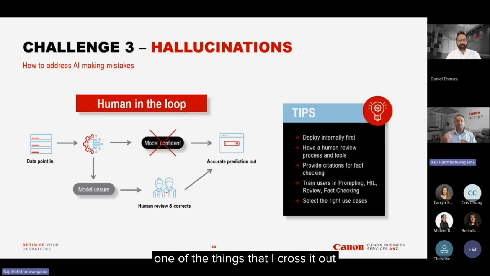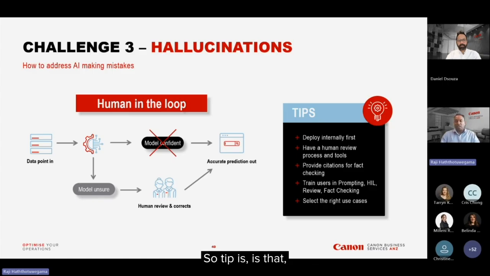One of the things I crossed out is that in the very early stages, you want to have human in the loop for pretty much every single thing you do until you're comfortable with that. And in certain scenarios, you would not have that end-to-end fully automated. That's the reality of it.